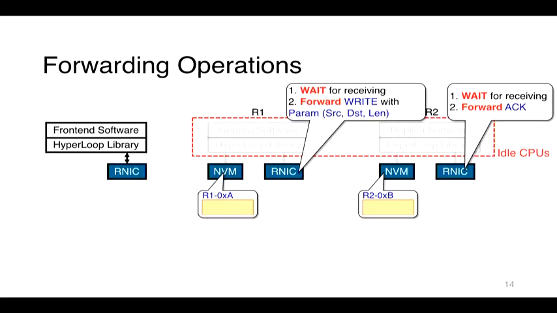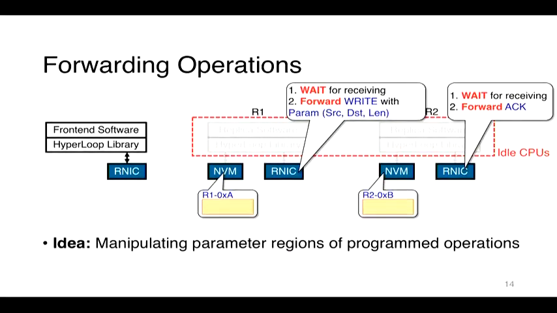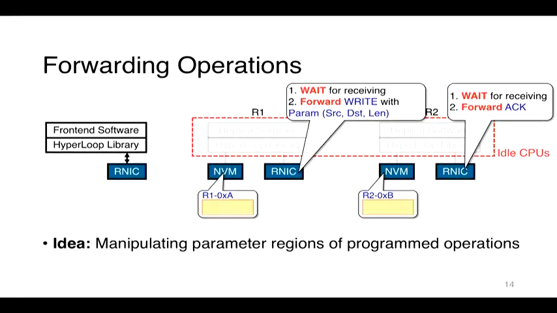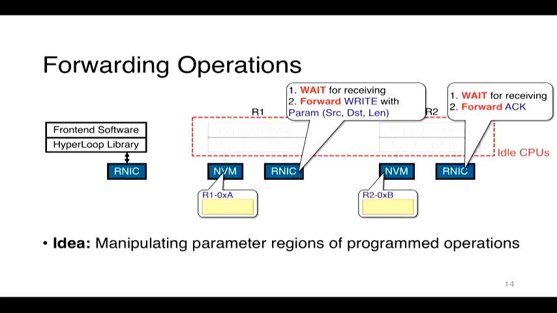Now, although the NIC can forward the data as soon as it detects the receiving event, we first need to set the parameters of the operation correctly without the CPU. To do this, we designed a mechanism to enable front-end software to manipulate the parameters of the write operation programmed on the replica's NIC. Let me bring back the previous example to explain how our idea works.